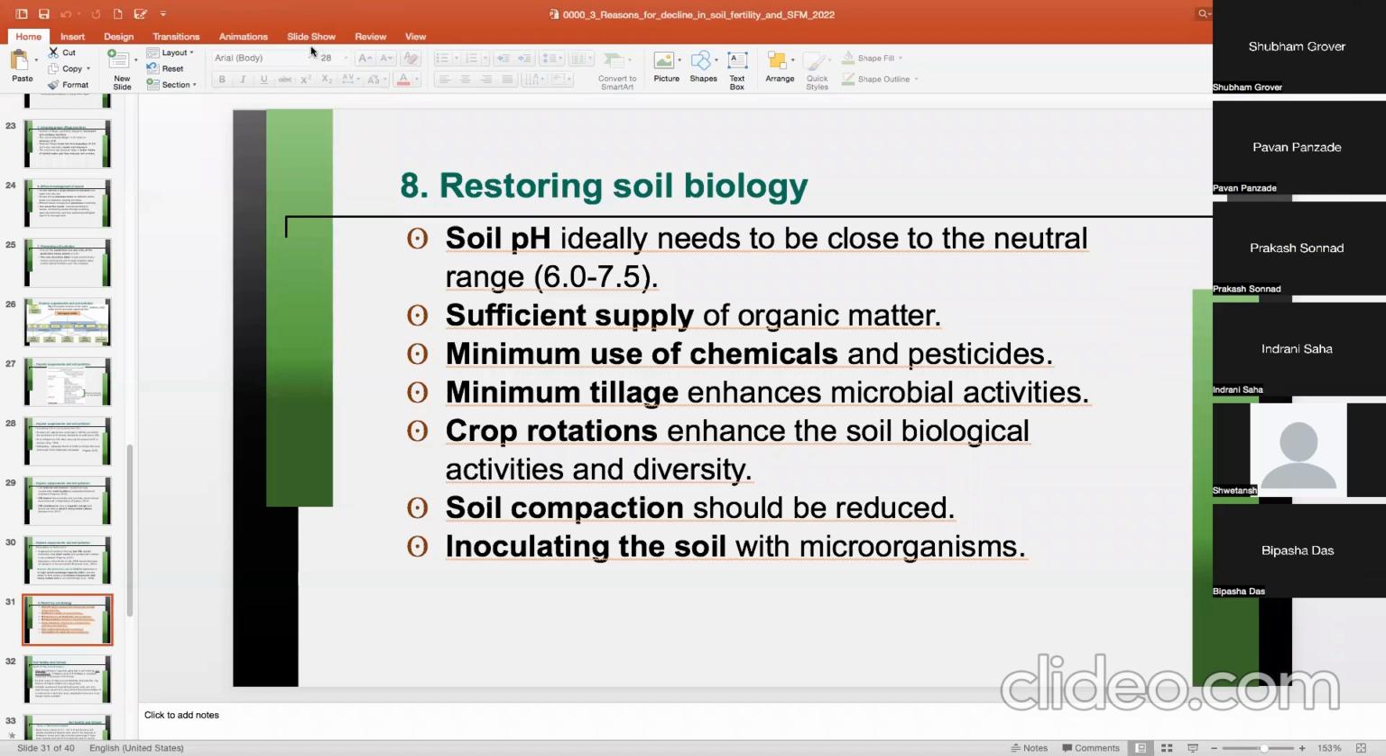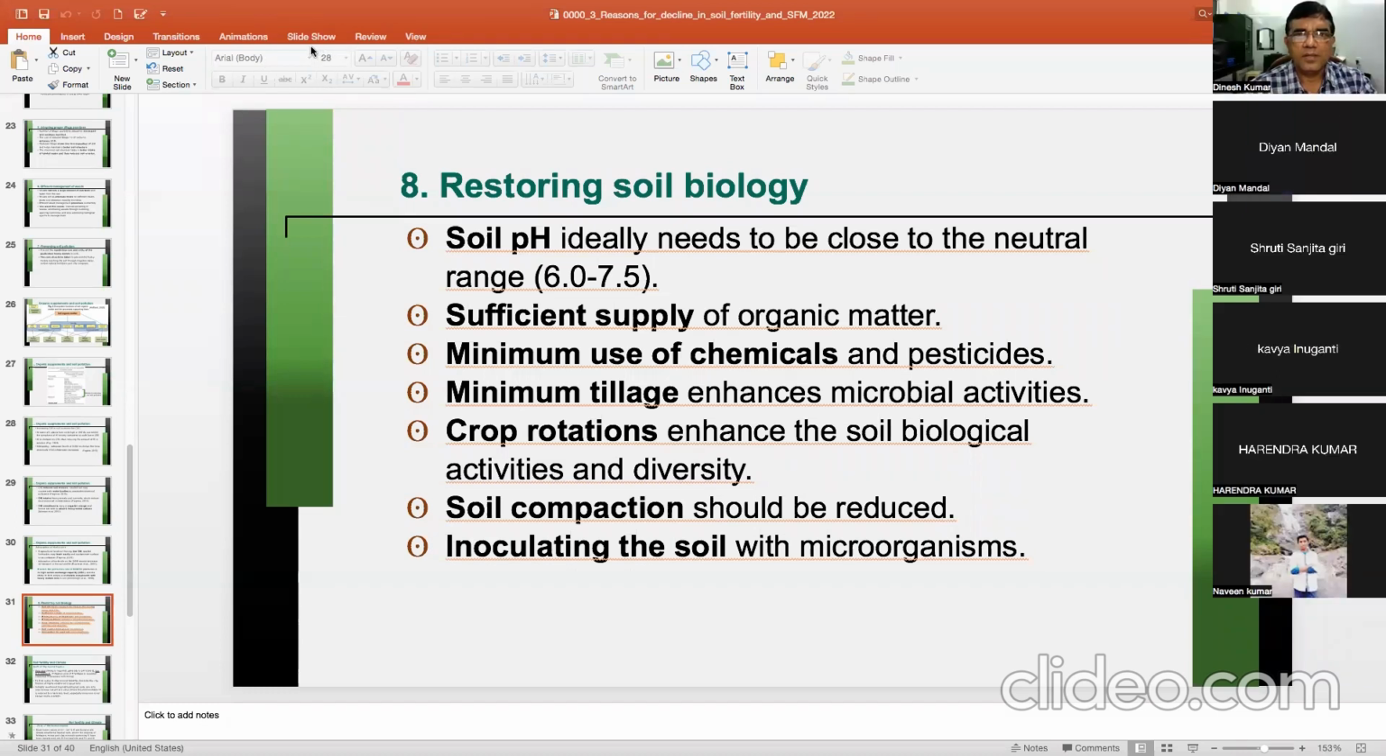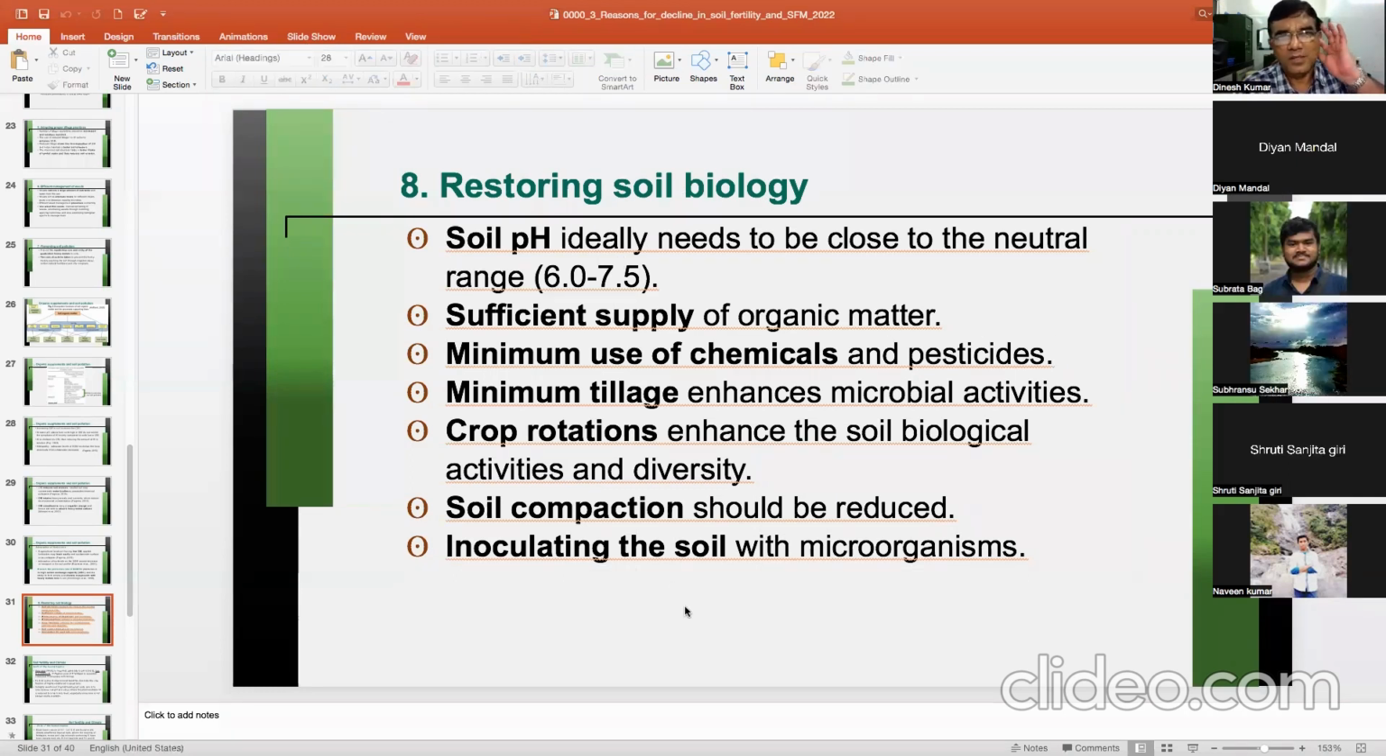Sir, increase their population. What is others' view? What do other students think? Because you are adding fertilizer, say NPK. Here fertilizer means mostly NPK. If you are adding fertilizer, that is food for the microbes. So do you think that microbial growth will increase if you add fertilizers?